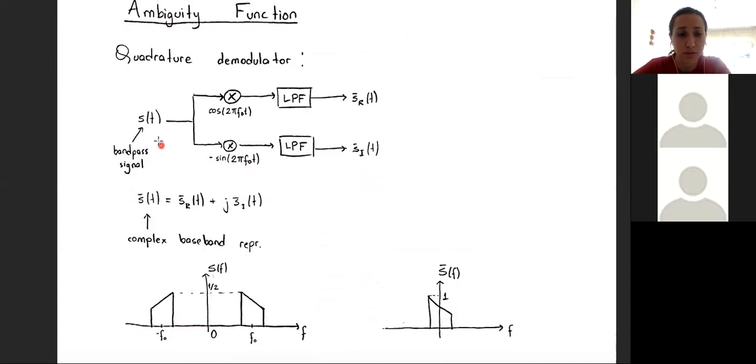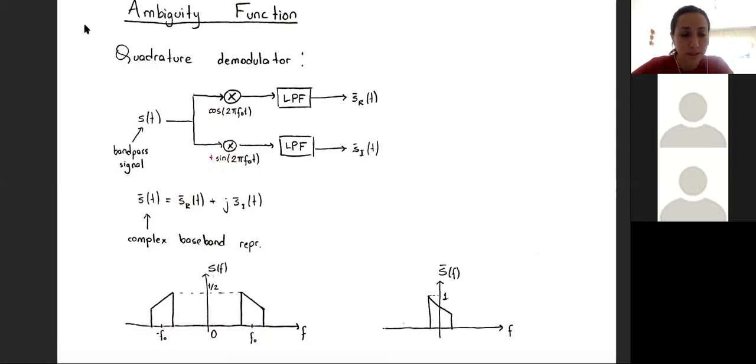In the quadrature demodulator, we will have a bandpass signal as the input. We can think, for example, of a bandpass signal of this form. It has content around a high frequency f0, both in the positive and negative quadrant. So it's a bandpass signal, and this is our input. In a quadrature demodulator system, we have modulation, which is basically multiplication, with two sinusoids. The first one is cosine 2 pi f0 t, and the second is sine 2 pi f0 t.